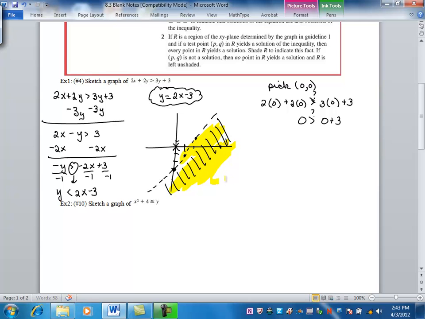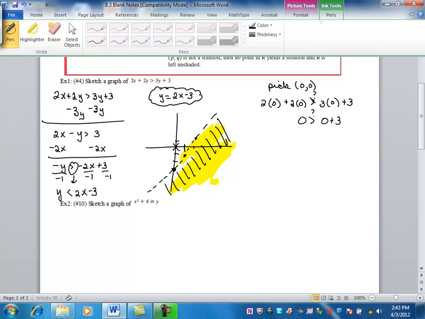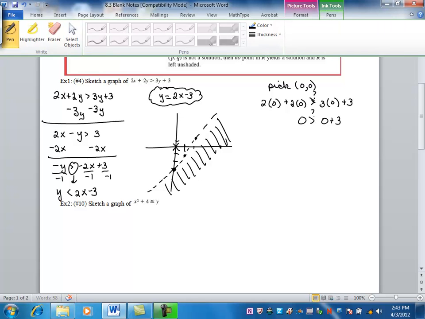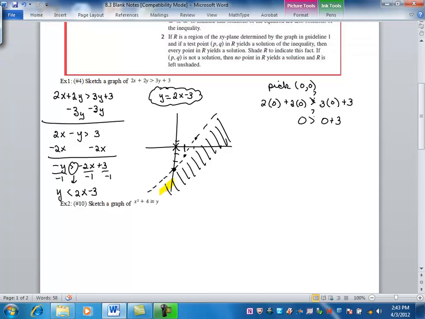Now we don't include the dashed line, and I kind of messed up there and got a little bit on the dashed line. The dashed line, because it is what we call a strict inequality, because it is strictly greater than, nothing on that dashed line is a part of the solution. However, everything below that dashed line is part of our solution.